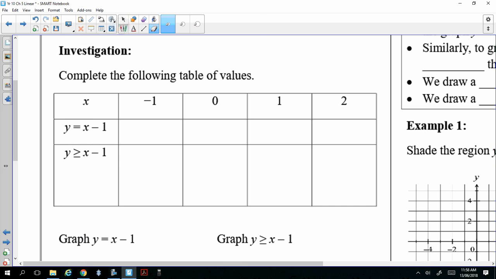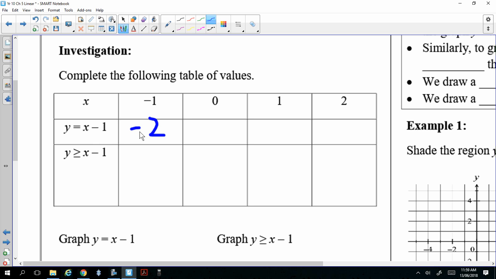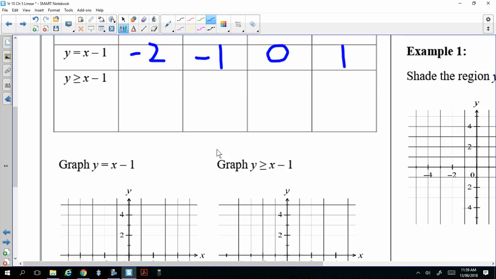So we'll do the first part. Substitute -1 into this equation. You will get -2. Agree? Because -1 minus 1 is -2. Substitute 0, you get -1. Substitute 1, you get 0. Substitute 2, you get 1. Okay? Once you get this table of values, we're going to draw the graph of y equal to x minus 1.